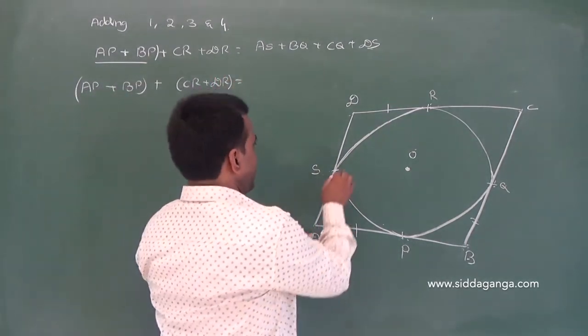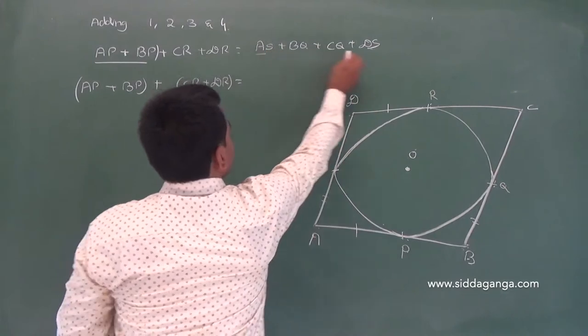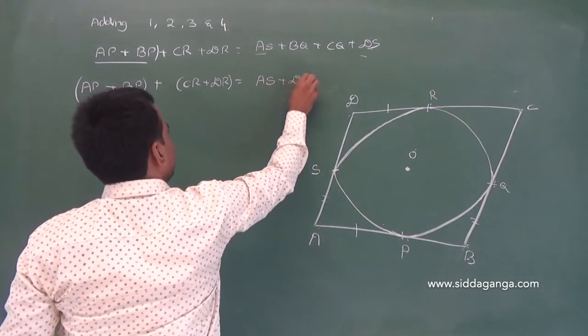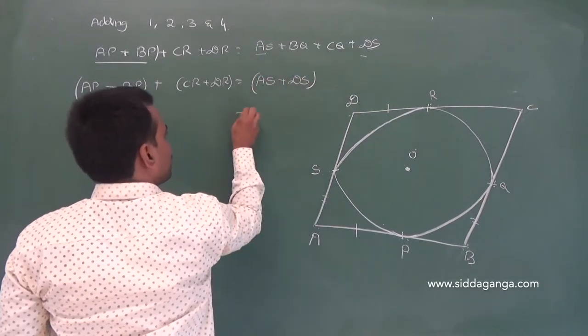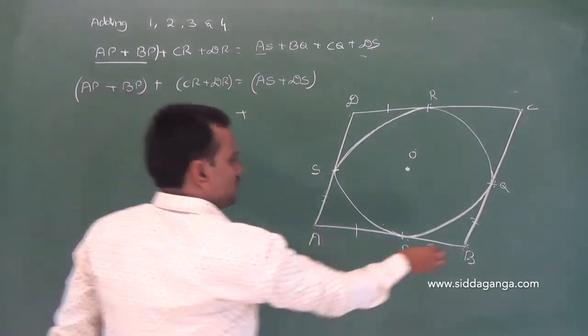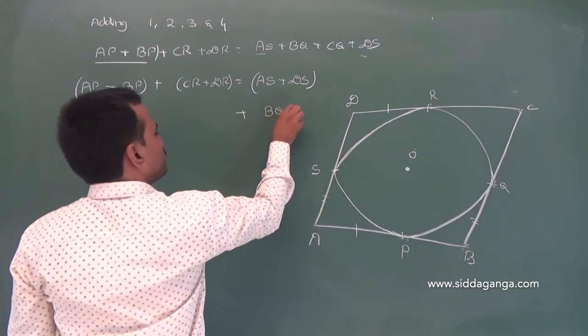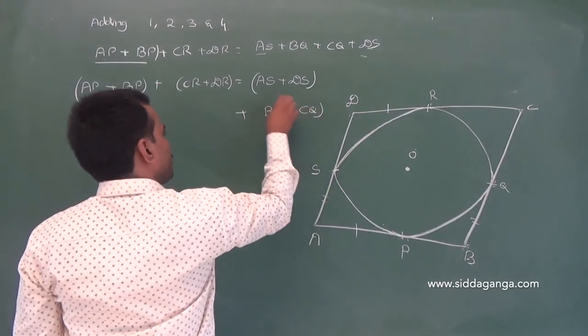AS plus DS. This one. We take this one, AS plus DS. One term, plus. I write below: BQ plus CQ. BQ plus CQ. Okay.